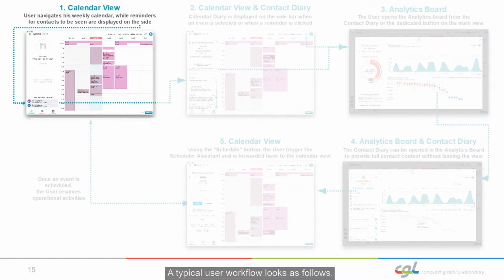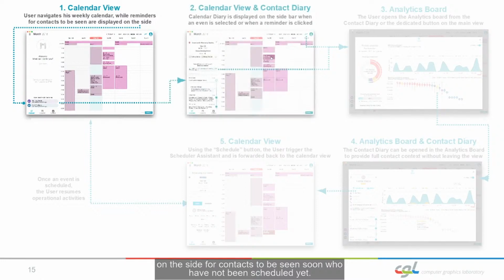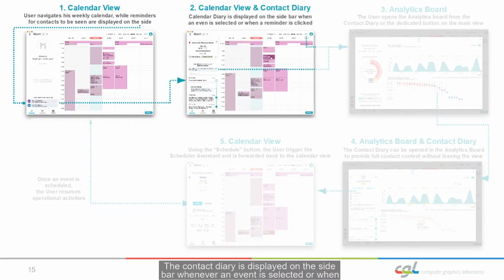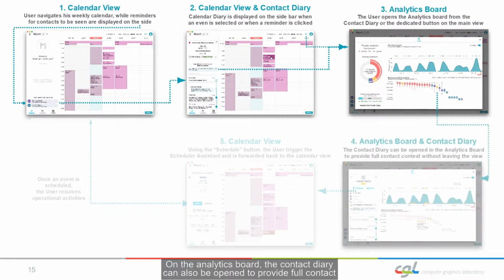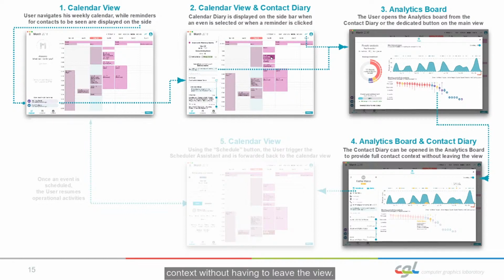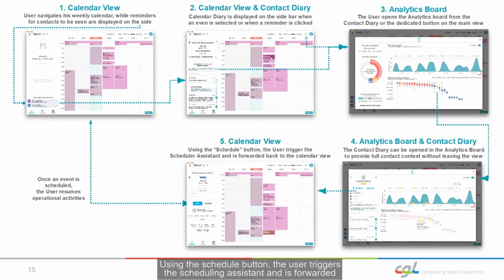A typical user workflow looks as follows. On the calendar view, the user navigates the weekly calendar, while reminders are displayed on the side for contacts to be seen soon who have not been scheduled yet. The contact diary is displayed on the sidebar whenever an event is selected or when a reminder is clicked. The user can then open the analytics board from the contact diary or with the dedicated button on the main view. On the analytics board, the contact diary can also be opened to provide full contact context without having to leave the view, and using the schedule button, the user triggers the scheduling assistant and is forwarded back to the calendar view.